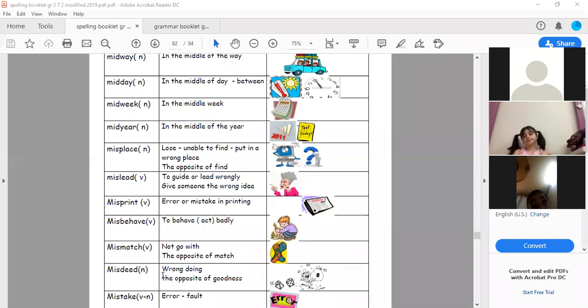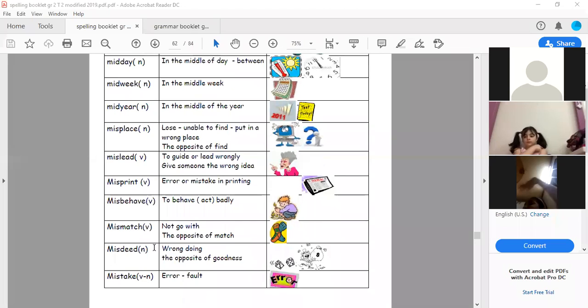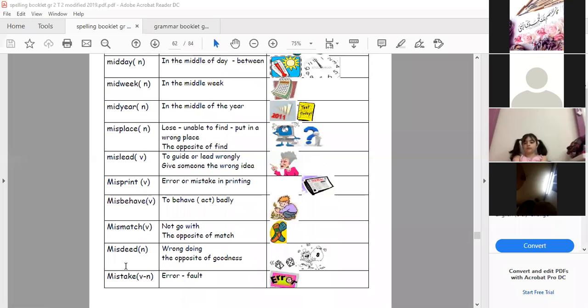Match. Okay. Rancy, are you here? Rancy, hello. How are you? I'm fine. Okay. What is this word, Rancy? Misdeed. What does it mean? It means what? You see it, yeah, Rancy? You opened your booklet? Yeah. Okay, what does misdeed mean? Wrong doing. The opposite of goodness. The opposite of? Good. All of you, misdeed, opposite of? Goodness. Goodness, yes.